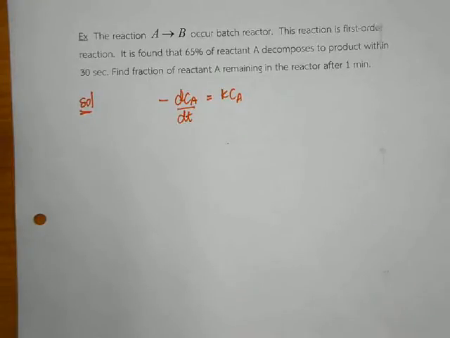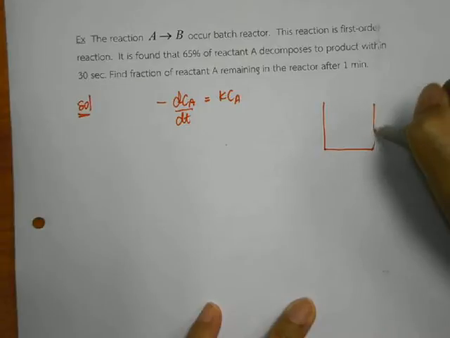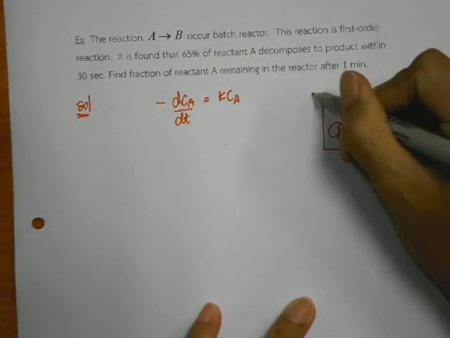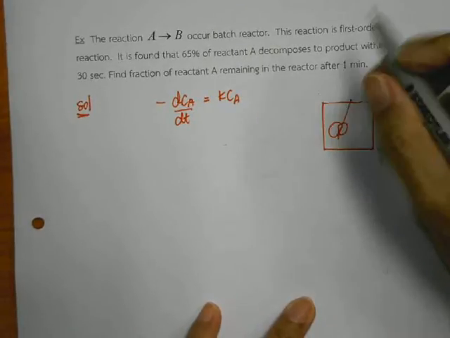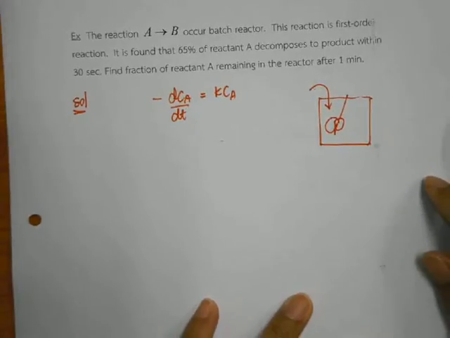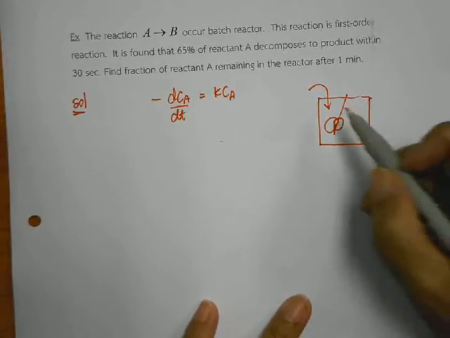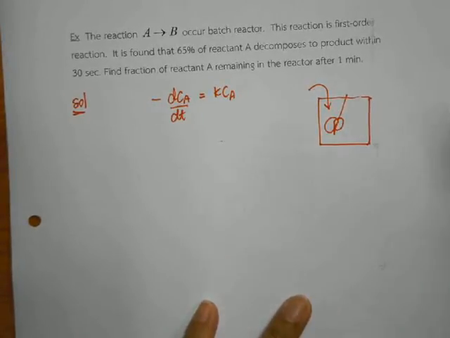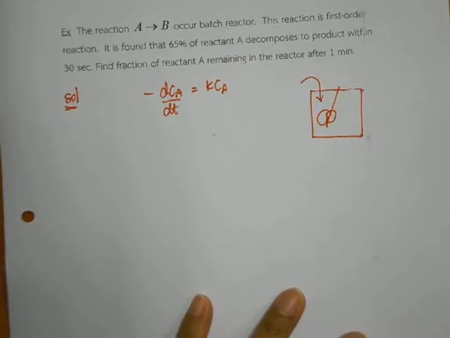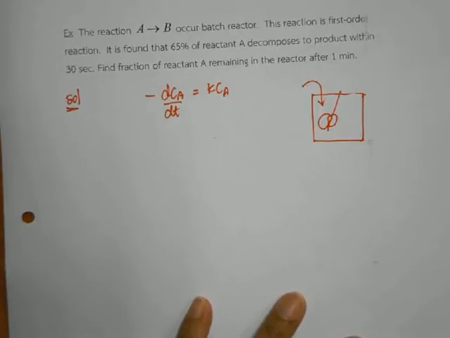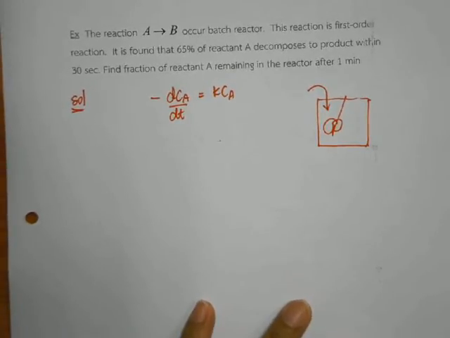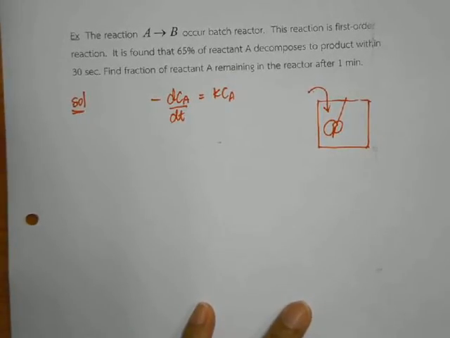Here let me draw the batch reactor. The way that batch reactor works is just that you put the reactant into the reactor once, and then you just let the reaction occur inside the reactor by time. If you put it longer time, reactant A would change to product B more and more, right? The meaning of that means that.